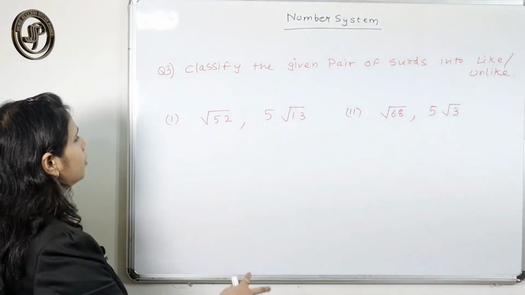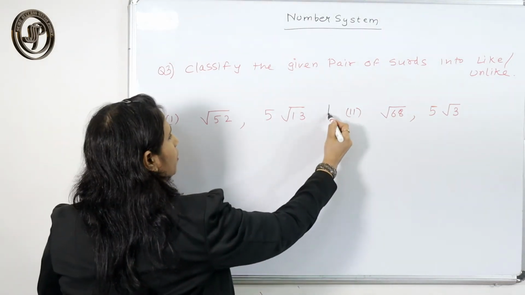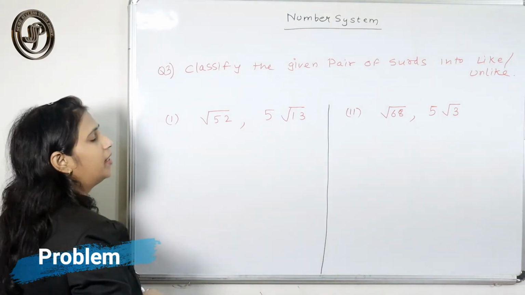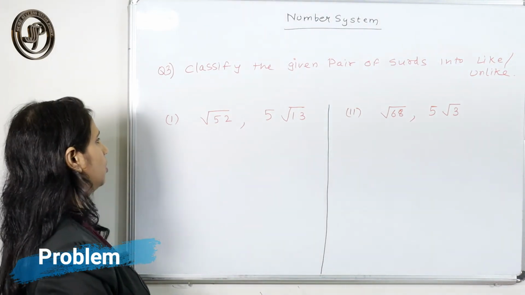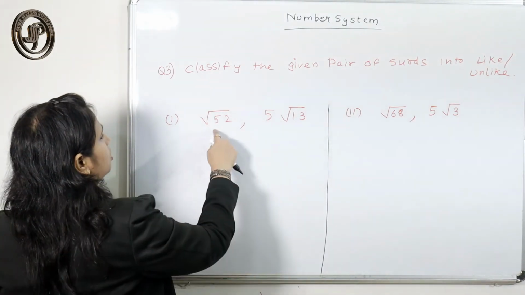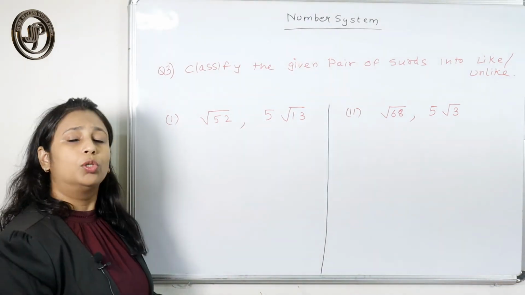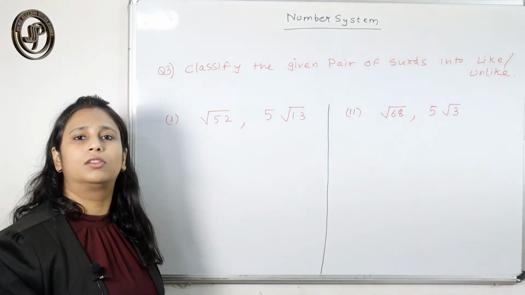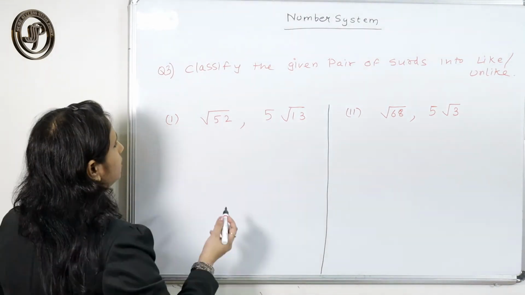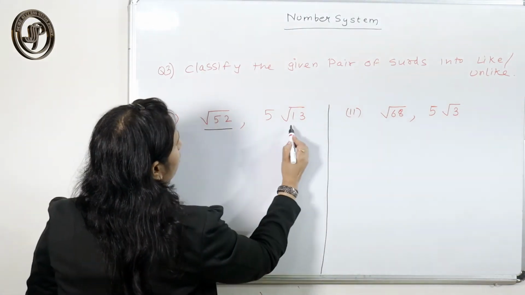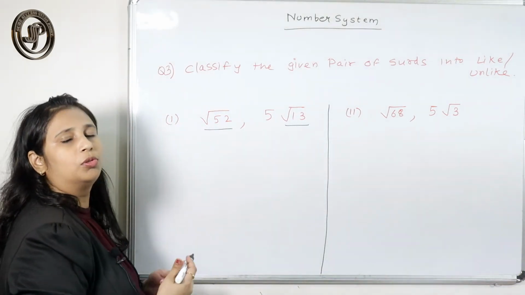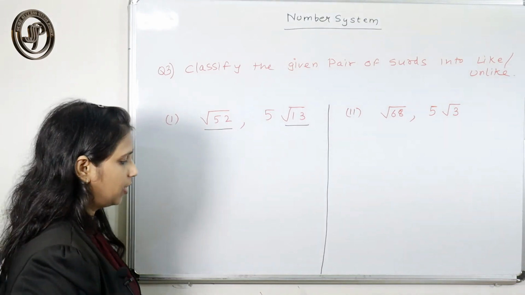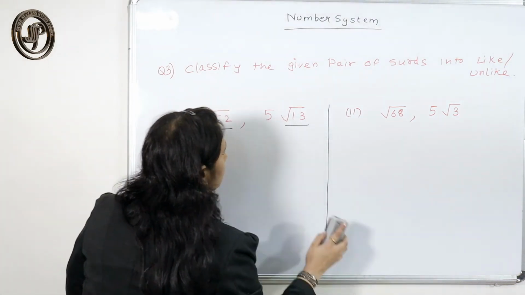Here two pairs are given, and you have to find whether these two are like surds or unlike surds. Suppose I just tell you to add them. To add them, first you have to check whether they are like surds or unlike surds. You will see this is root 52, this is root 13. So these are unlike surds, so we can't add them. That would be your answer, but that is wrong. How?